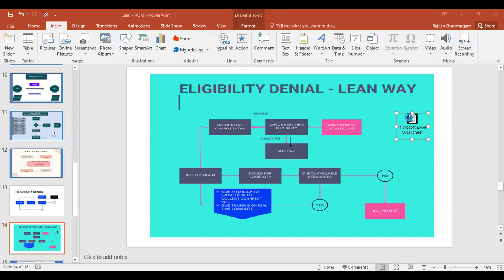See, the code is 24. When the claim is denied as CO24, it is a capitation. Means what? It is an MCO plan, right? Patient has a different MCO. So you have to bill there.